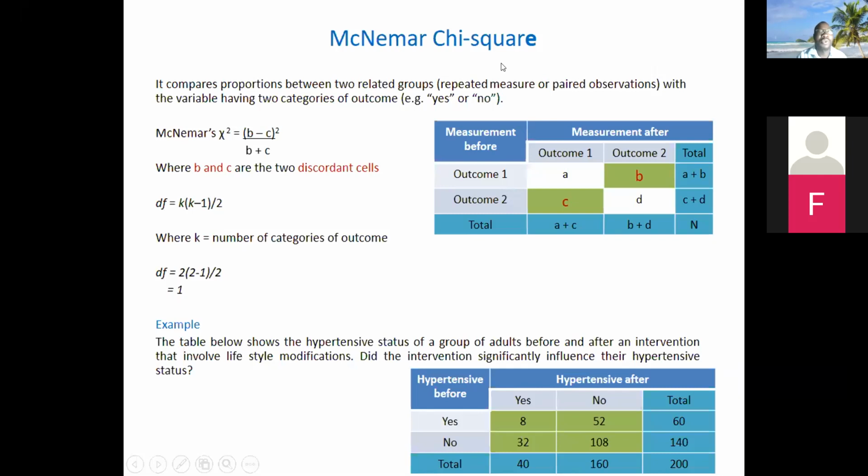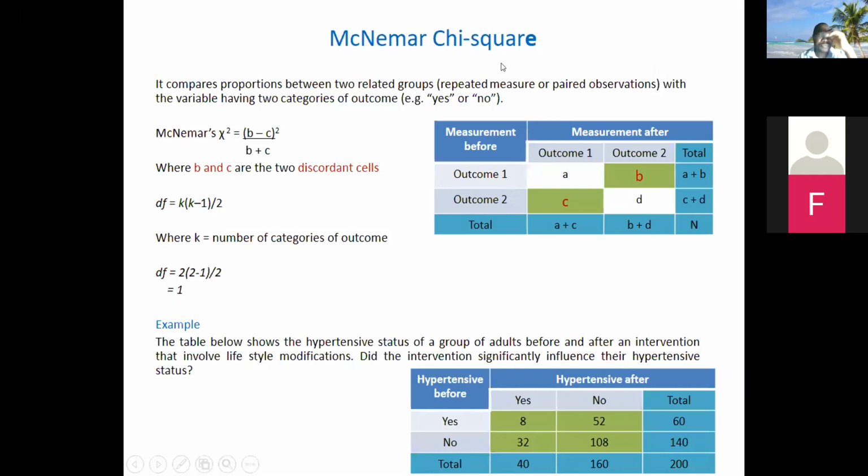Look at it here. Look at the example here. Just outcome 1, outcome 2, that is the measurement before, outcome 1, outcome 2. Measurement after, outcome 1, outcome 2. Look at the example. It's better you look at it.